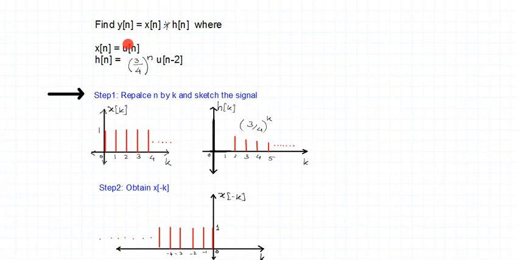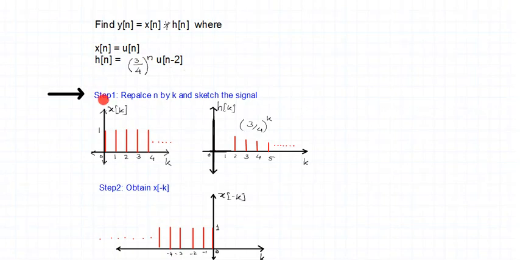The moment we see unit step signals in both the signals x[n] and h[n], we understand that both are infinite duration signals. Both these signals are infinite in duration because the unit step signal is an infinite duration signal. Let us go for x[n].